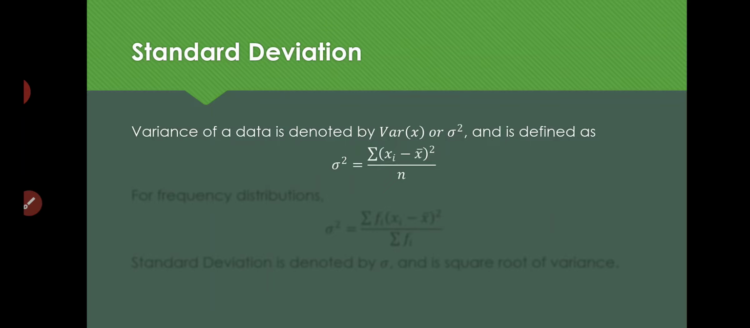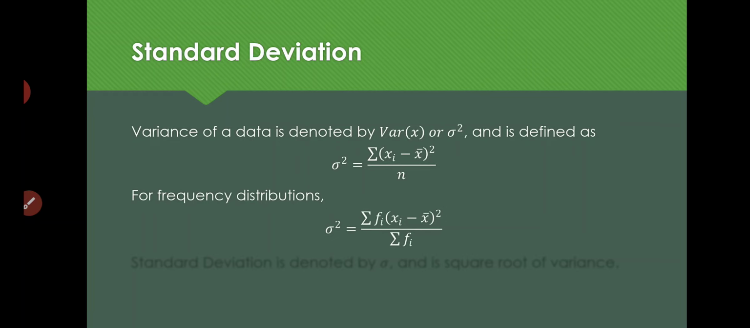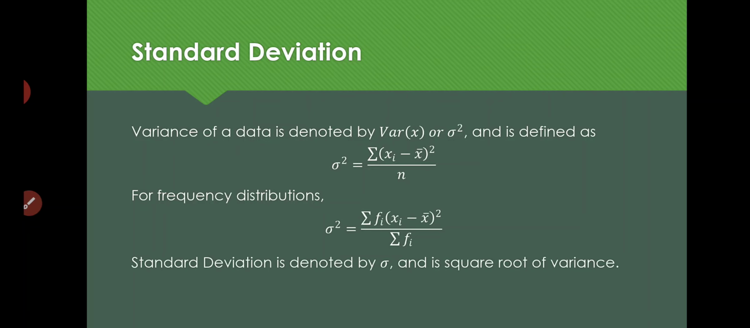Now for a frequency distribution, you will have the same formula for sigma square, just that there will be frequency involved in the formula, almost same as mean deviation, right? And then what is standard deviation? Standard deviation is nothing but the square root of the variance. So whatever you calculate as the variance, if you take the square root of it, then you get the standard deviation. Fine. And the standard deviation is denoted by sigma.